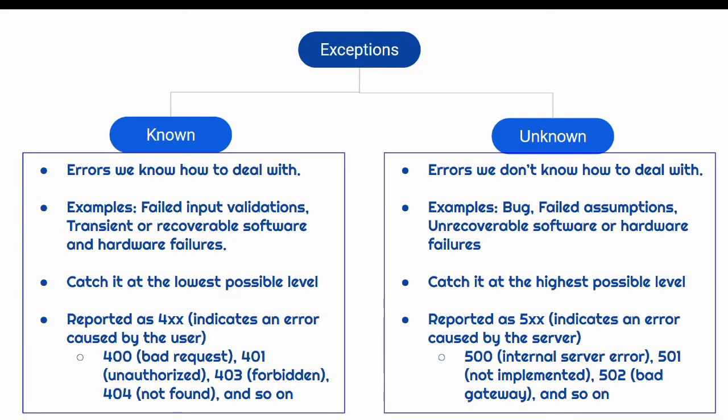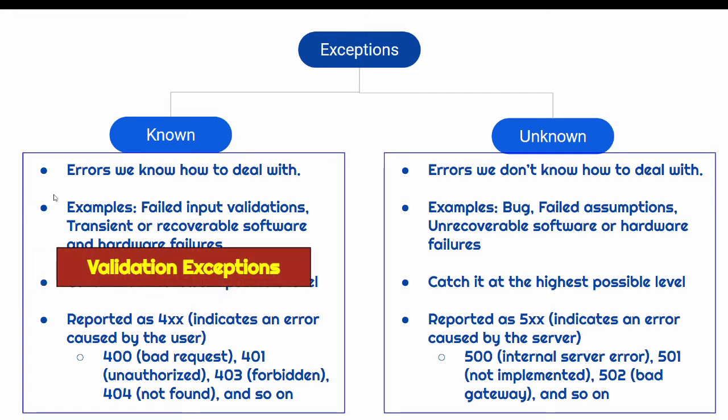In the last session, we have seen that we can broadly classify exceptions in two categories, known and unknown. Here, validation exceptions will come under the known category, and we should return bad request for validation exceptions and not internal server error. To achieve this, we need to introduce a new catch block specifically to handle validation exception in our error handler middleware that we will see shortly.